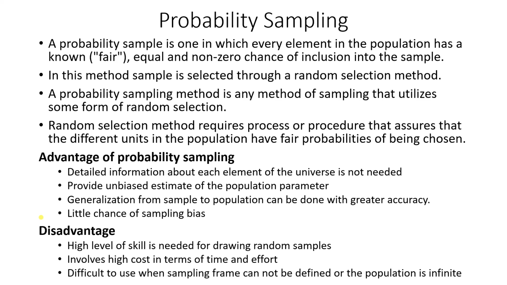Now, let us see. Third limitation is that generally, it is very difficult to use this procedure when the sampling frame is difficult to define, or the population is not a finite population, it is an infinite population, then it will be really difficult to implement the probability sampling. However, when I discuss the techniques, there are some ways to do random sampling in these difficult situations also.